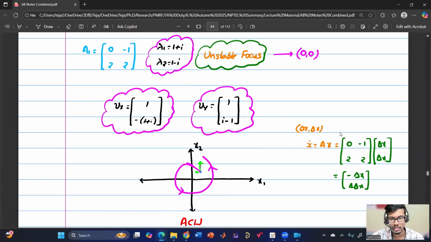So here I have mentioned how to calculate the direction, whether it is anti-clockwise or clockwise. So you have to consider delta x, and now if it is minus delta x and 4 delta x, so it is in this direction, so it is flowing anti-clockwise.